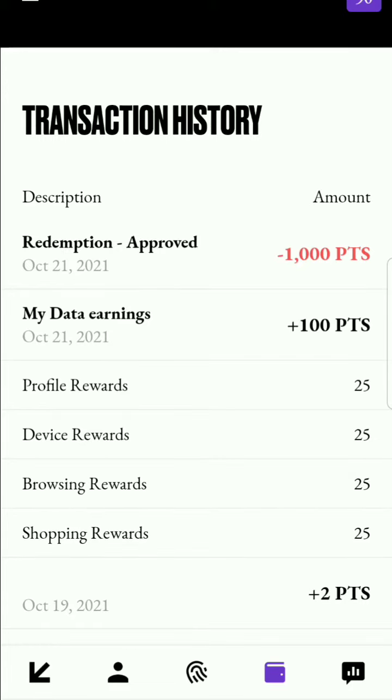I've already redeemed something for October 21st that was 2 days ago, and basically I used that as a Visa gift card for $10, and it was really nice. You can choose other gift cards as well.